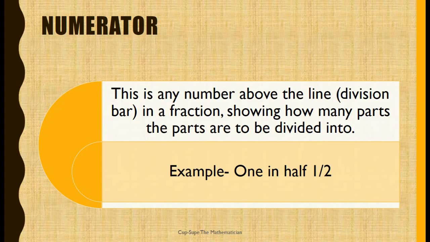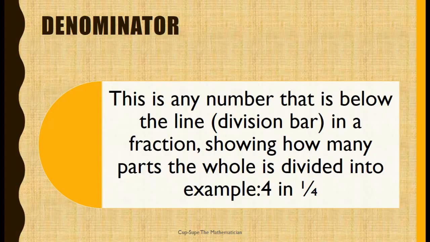Numerator. This is any number above the line, which is also called the division bar. In this example, 1 is considered to be your numerator. We're moving on to the denominator, which is your bottom number, or this number falls below the division bar. In this example, 4 is your denominator.